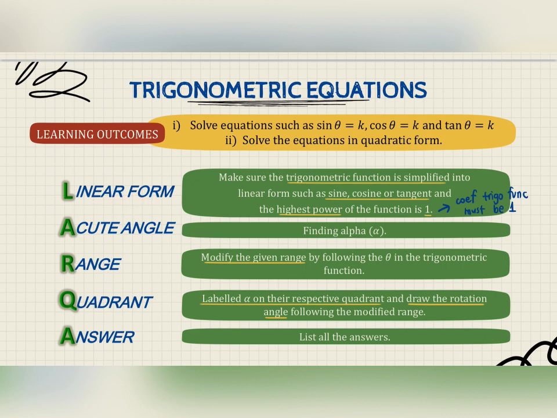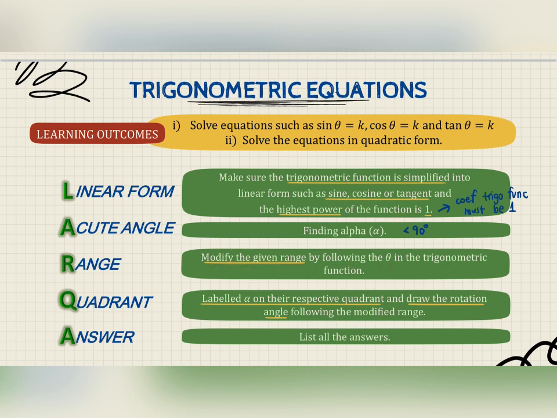Okay, so itu yang pertama. Yang kedua adalah acute angle. So acute angle ini kita akan cari alpha. So what does it mean by alpha? Alpha adalah angle yang kurang daripada 90 darjah. Okay, so less than 90 degree. Okay, next adalah kita akan cari range. Range ni apa? Range is where we modify the given range by following the theta in the trigonometric function.